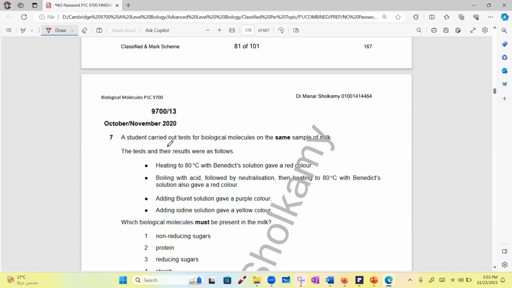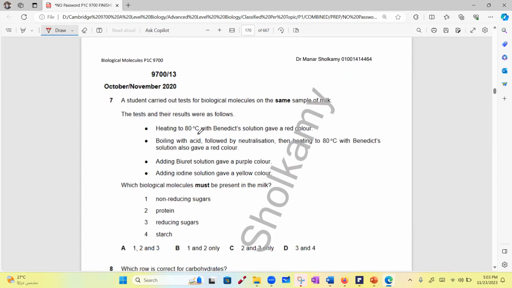Okay. A student carried out tests for biological molecules on the same sample of milk. The tests and the results were as follows. Heating to 80 degrees with Benedict gave a red color. So the milk contains reducing sugar or not? When it gives you a red color? It does have reducing sugar. Yes. And then we boil with acid, followed by neutralization, and then we heat again to 80 degrees with Benedict. The solution also gave a red color.